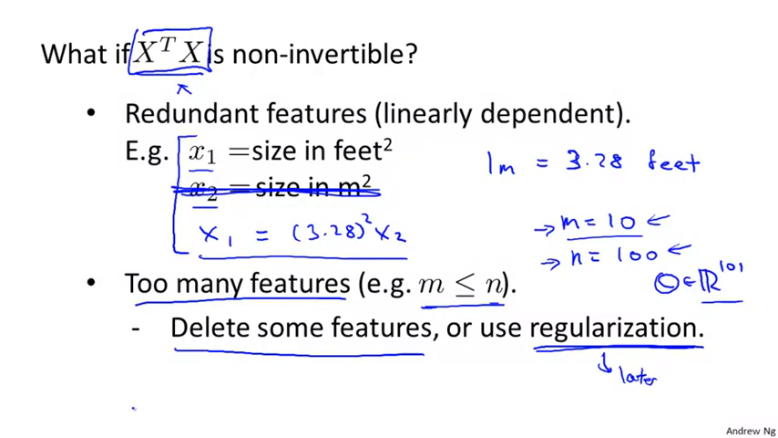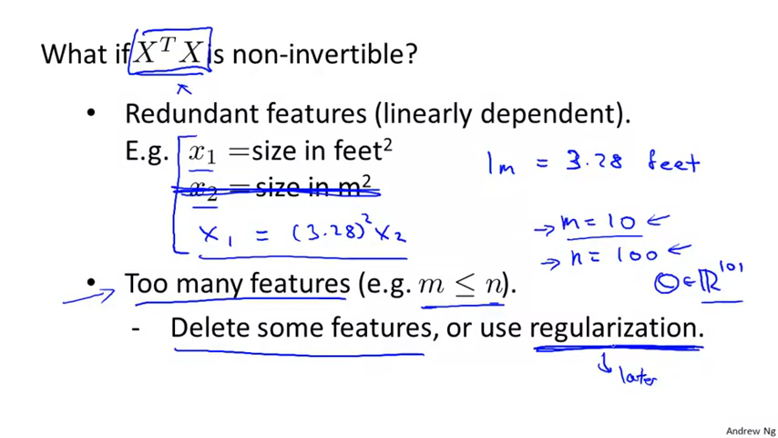And if your features are not redundant, I would check if I might have too many features, and if that's the case, I would either delete some features if I can bear to use fewer features, or else I would consider using regularization, which is a topic we'll talk about later. So that's it for the normal equation and what it means if the matrix X transpose X is non-invertible. But this is a problem that hopefully you run into pretty rarely.